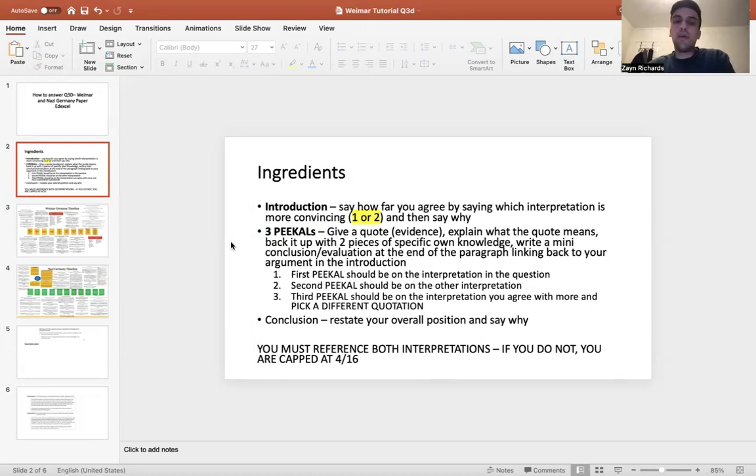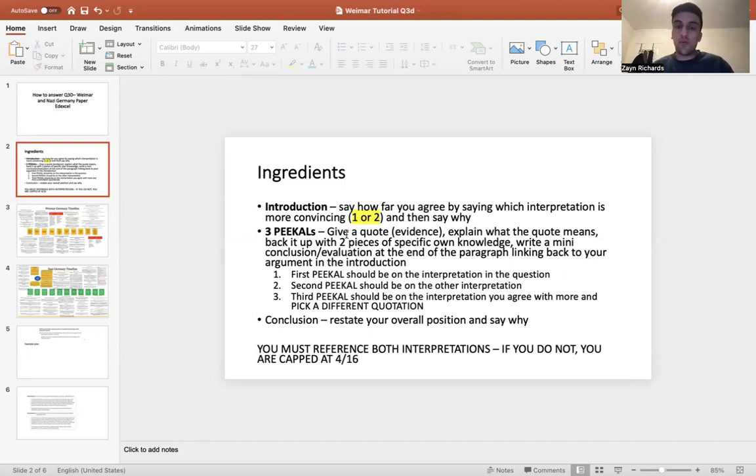Then you need to give 3 PCAL paragraphs. PCAL stands for point, evidence, explain, own knowledge, analysis, and link. The analysis and link is combined, okay? So it looks a little bit more complicated than what it is. Basically, you start off with a point sentence, which links back to your overall opinion in the intro. You then give a piece of evidence, so that's a quote from the interpretation.